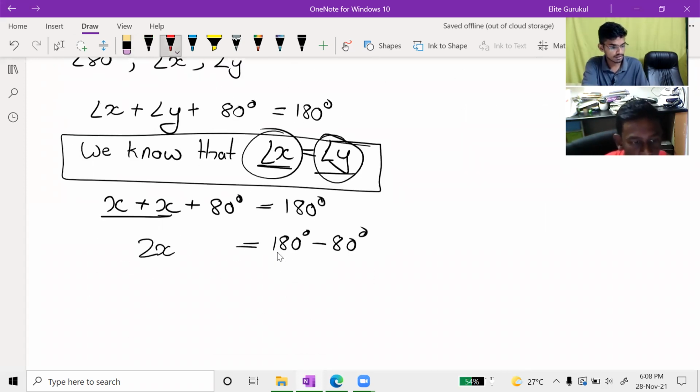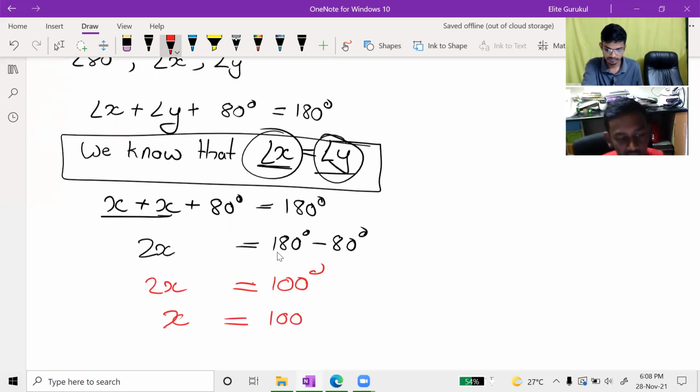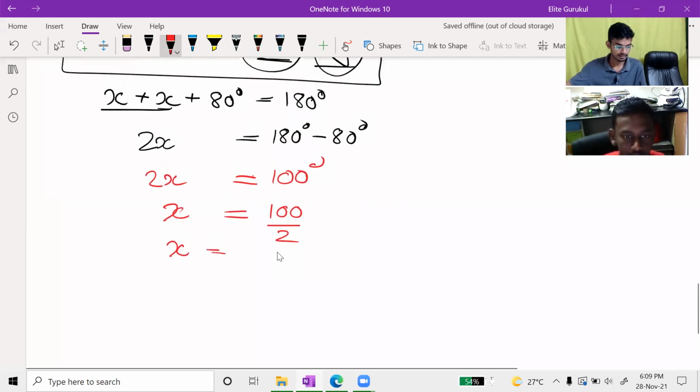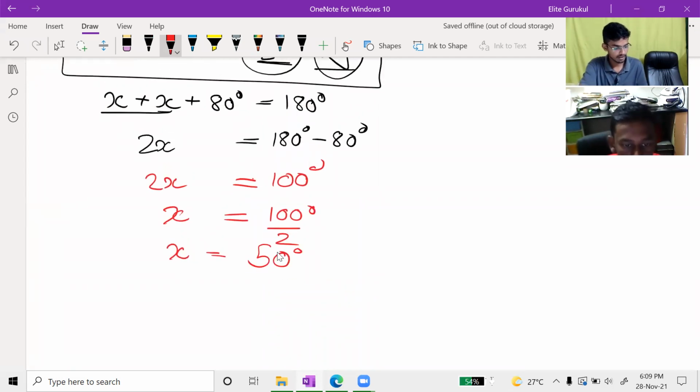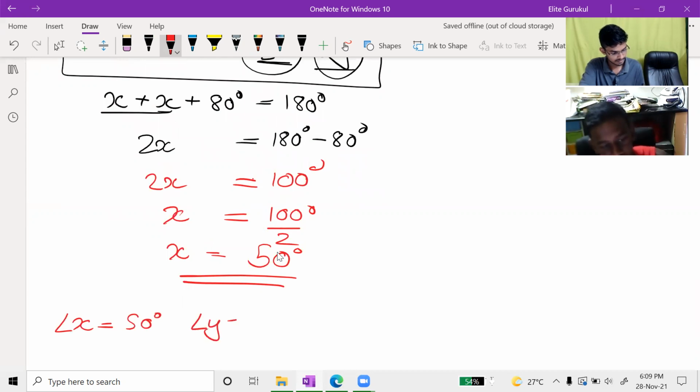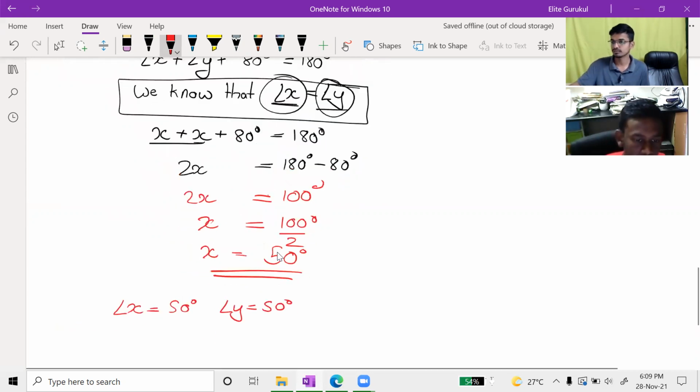Now tell me, 2x is how much? 2x is equal to 180 minus 80, which is 100 degree. So your 2x will be 100. Then x is equal to 100 divided by 2, which is 50 degree. Well done. So your angle X will become 50 degree, and angle Y will become 50 degree. Come on, write it down.